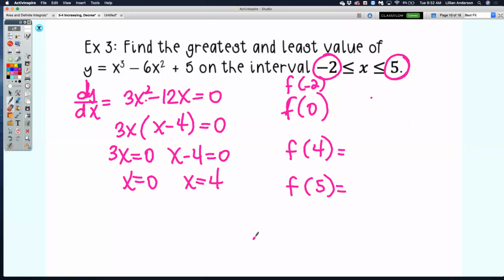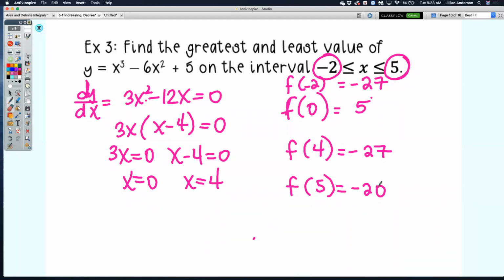What do we get when we plug in -2? What did I get? Negative 27? Yes. What do we get when we plug in 0? 5. Good stuff. What do we get when we plug in 4? -27. And we plugged in +5. -20. Okay. So remember, we're plugging in our endpoints and our critical points, the 0 and the 4, into our original function to figure out which one's going to produce the largest y value and the smallest y value.